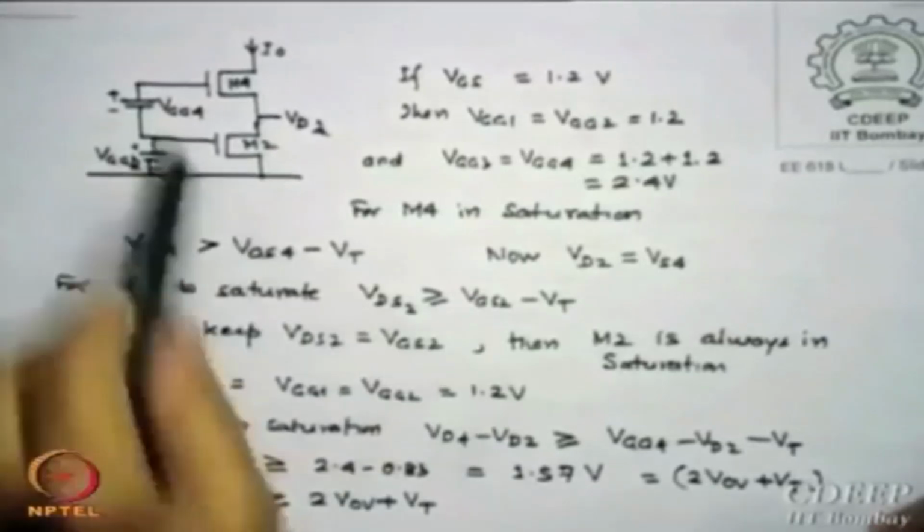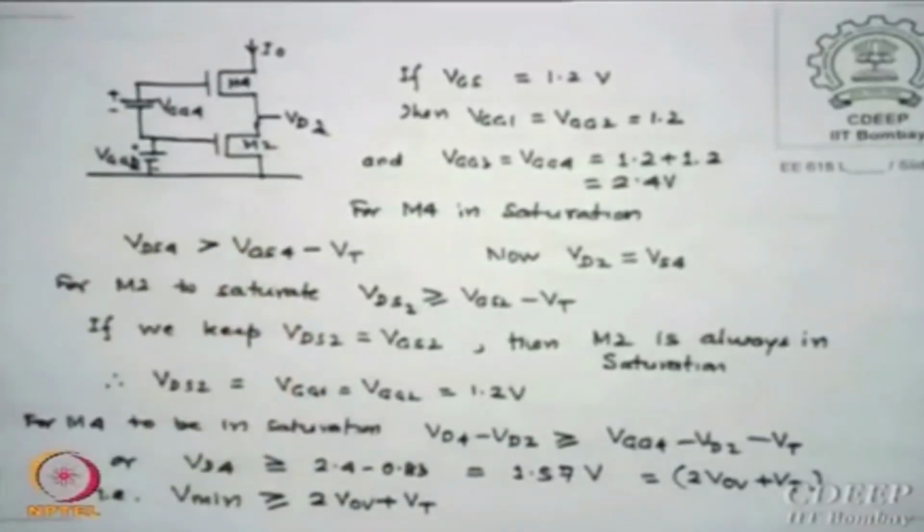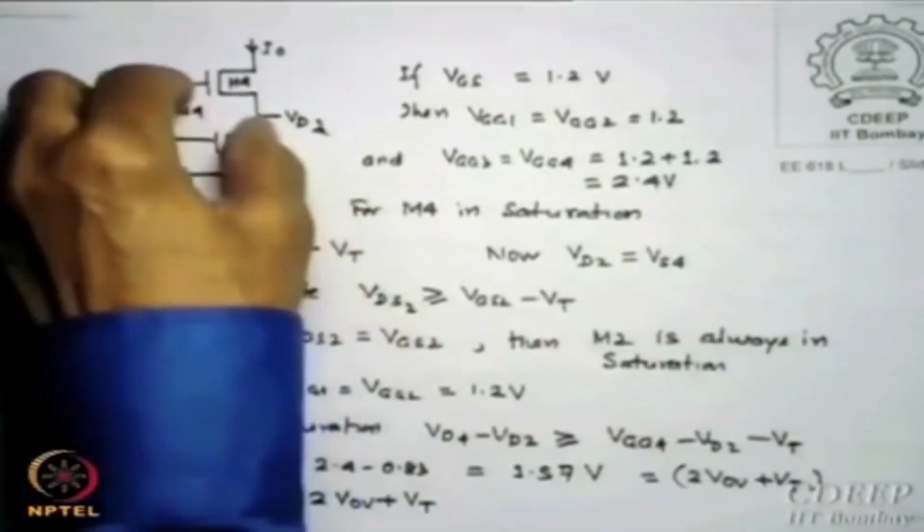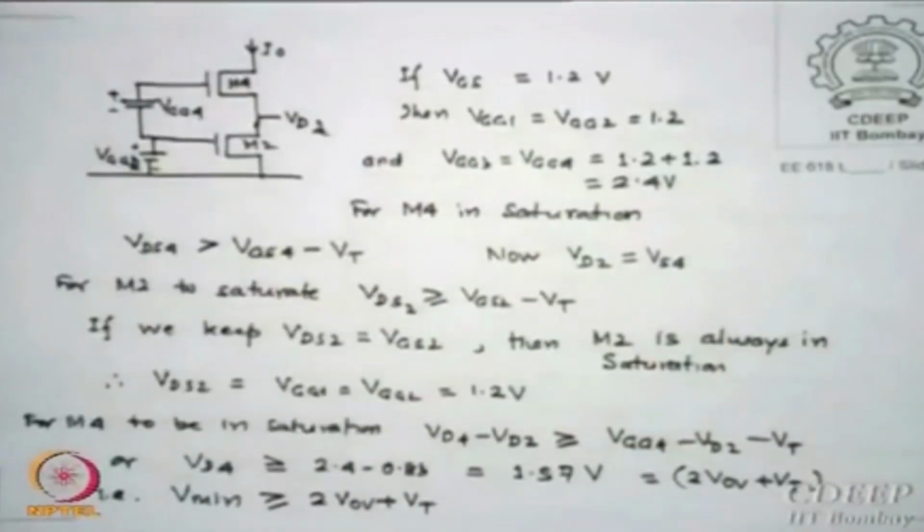So for M4 to be in saturation, what is the condition? The VDS4 of M4 should be larger than VGS minus VT for M4, is that correct? That is the condition which it should satisfy if M4 is to remain in saturation.